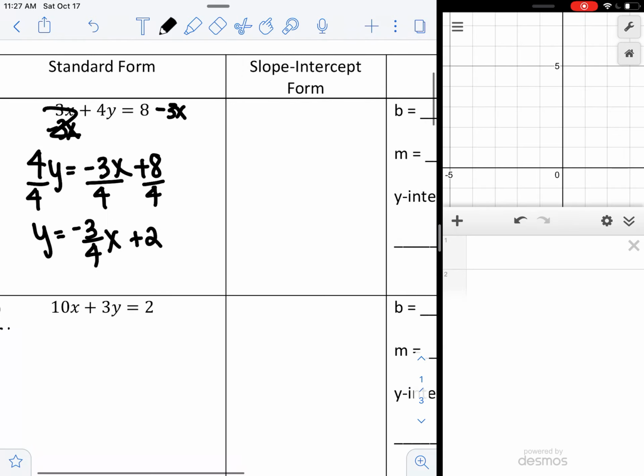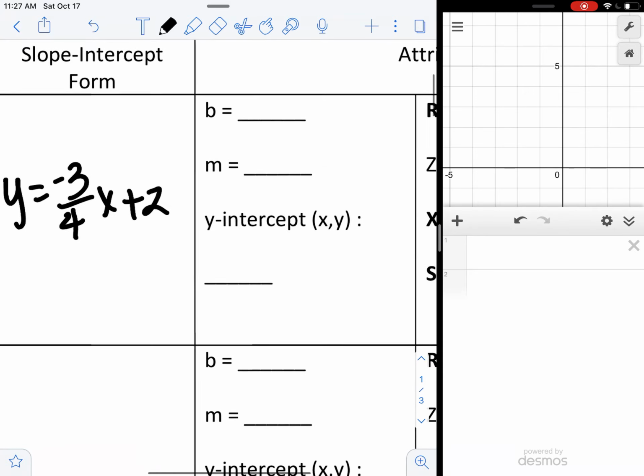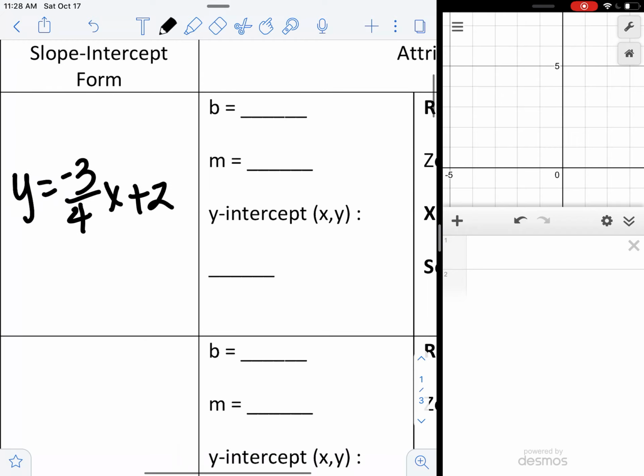So then we come over here, writing it in slope-intercept form. You're going to just rewrite this: y equals -3/4 x plus 2. Now, if you want, you can copy and paste. That's not going to bother me. All right, so coming over here, our b is going to be 2. Our m is our slope, so that's -3/4. And then we want you to write the y-intercept as a point, so it's going to be (0, 2).